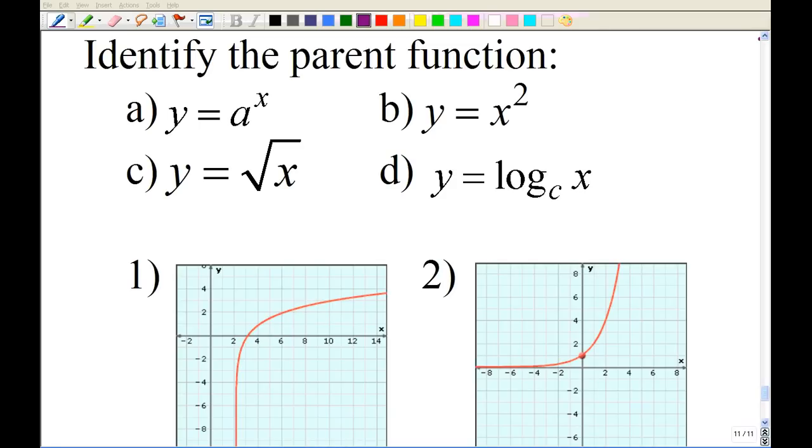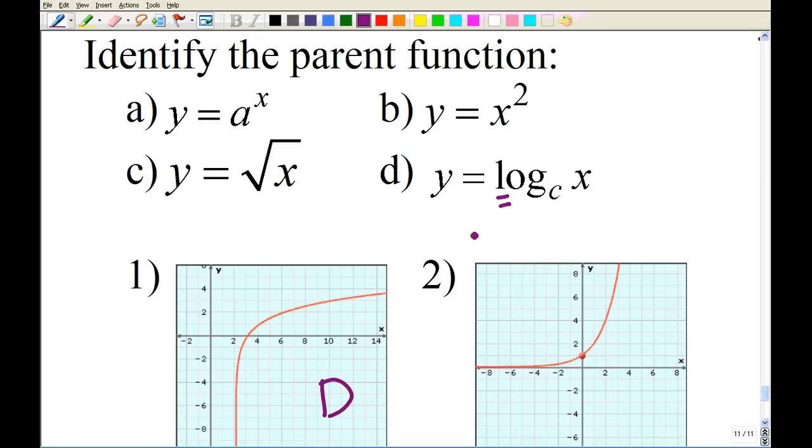Okay, we've made it to the last problem. Identify the parent function. So we've got A, B, C, and D here, and this won't all fit on the screen at once, so just kind of remember which one was which here. So on this first one, notice that we have a vertical asymptote. So right away, because there's a vertical asymptote, which kind of parent function has a vertical asymptote? So we've got an exponential, a quadratic, a square root, and a log. Remember that L reminded me of a vertical line, so this is a log function, so its parent function is log base c of x.